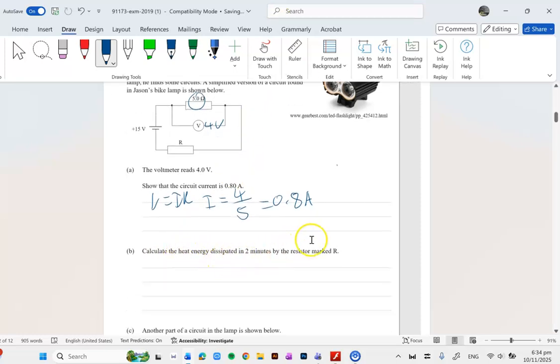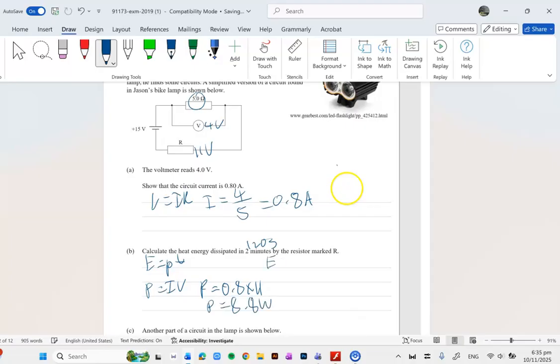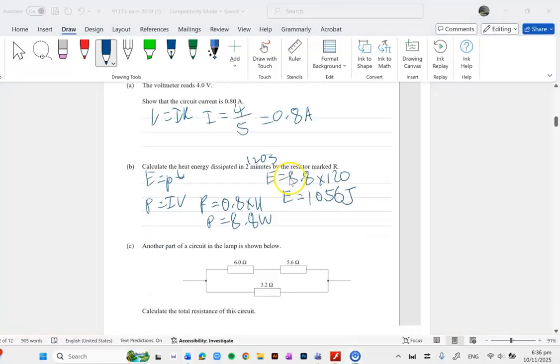Calculate the heat energy dissipated in 2 minutes by the resistor, that's 120 seconds. Heat energy is E equals PT, P equals IV. The voltage of the resistor, if that's taking up 4 volts and these 15 volts, has to be 11 volts. So P equals the current, which is 0.8, and that applies because it's in series. 0.8 times 11, P equals 8.8 watts, E equals 8.8 times 120. That's 1056 joules. Next.